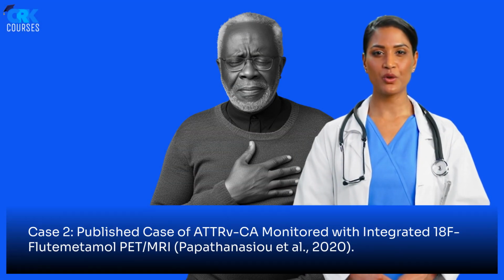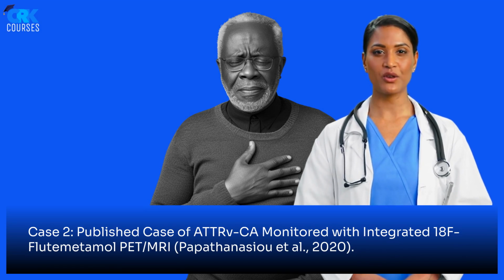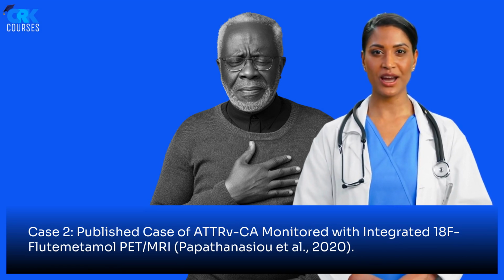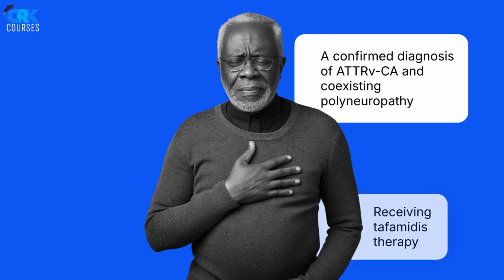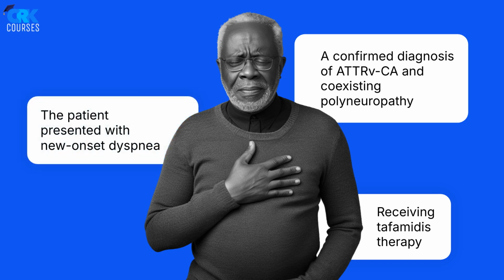This next case explores the evolving role of hybrid molecular imaging in the ongoing management of hereditary transthyretin cardiac amyloidosis. The patient in question had a confirmed diagnosis of ATTR-CA and coexisting polyneuropathy. He was already receiving tafamidis therapy, which is the standard disease-modifying treatment for transthyretin amyloidosis. Despite treatment, the patient presented with new-onset dyspnea, raising concerns about possible disease progression.